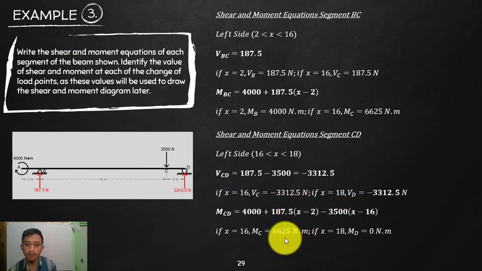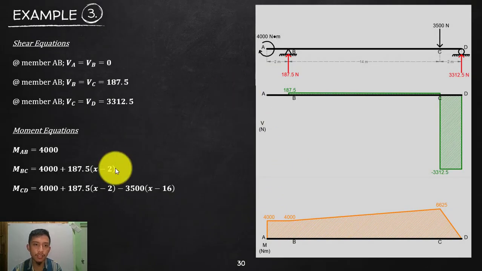Okay, substitute values at C and D. We will have the moment at C and D. And then draw the shear and moment diagram. These are what we established. These are the equations. These are the values of shear. So all you need to do is plot. So we do not have shear from A to B. Okay, so leave that blank.